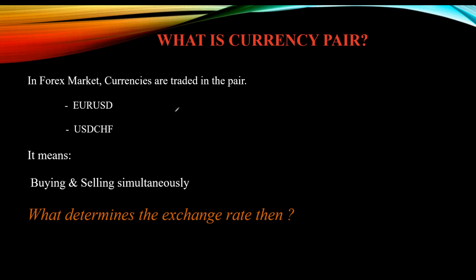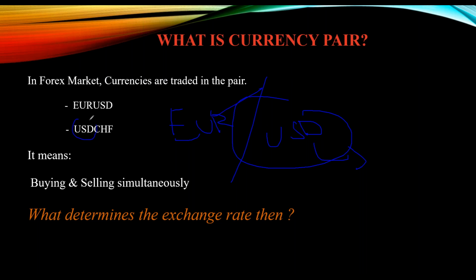For example, if I am looking to purchase euro, and if I'm from the USA, I will be giving US dollars in return to purchase the euro. Just like that, if I'm purchasing the US dollar and I'm from Switzerland, I will be giving Swiss francs and I will be getting US dollars.